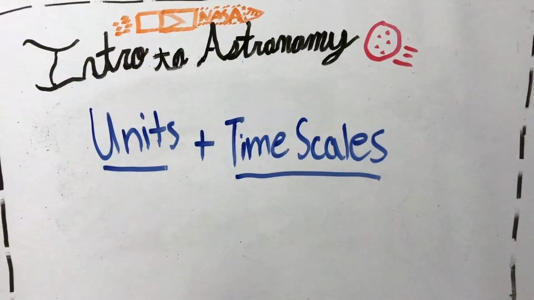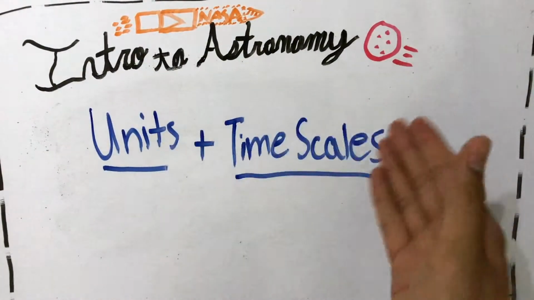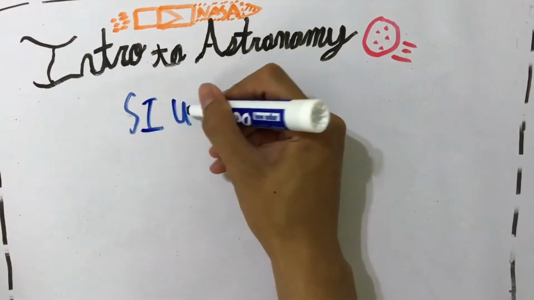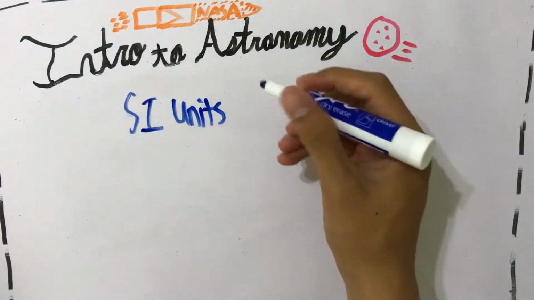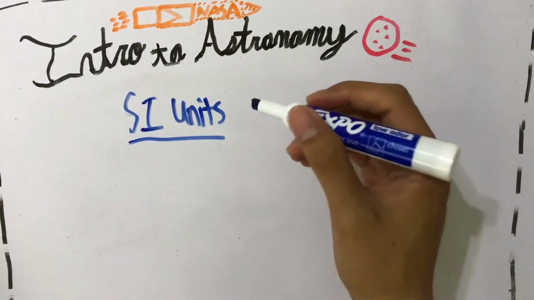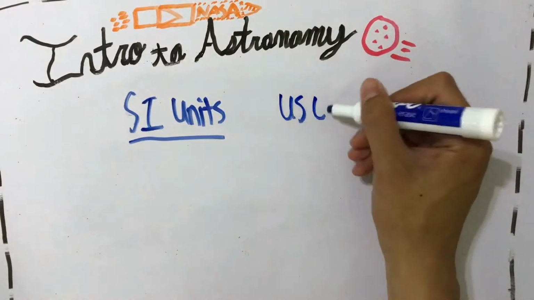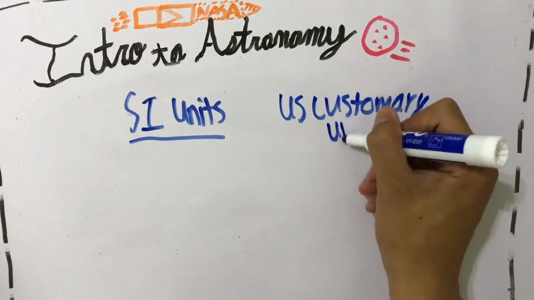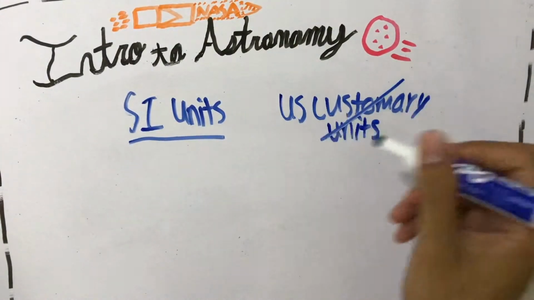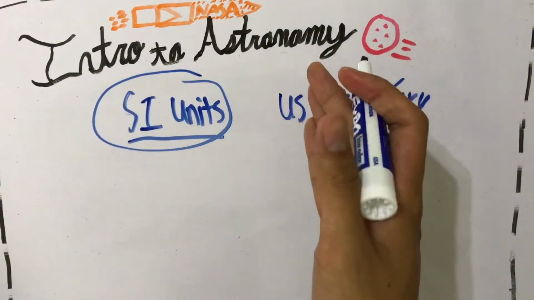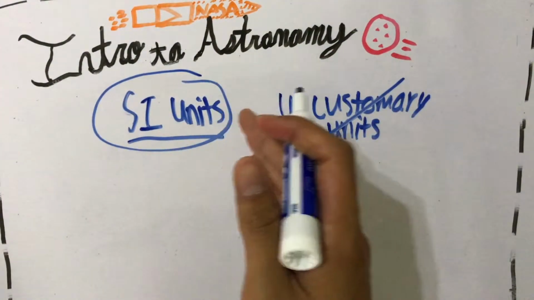Welcome back everyone. In this video we're going to talk about units and timescales. The units that we're going to be addressing in astronomy are SI units. SI units are the international system of units that are most commonly used. There's another one called the US customary units, such as pounds and foot, but we're not going to use this in this case. We're going to use SI because they're recognized in astronomy and in other sciences as well.